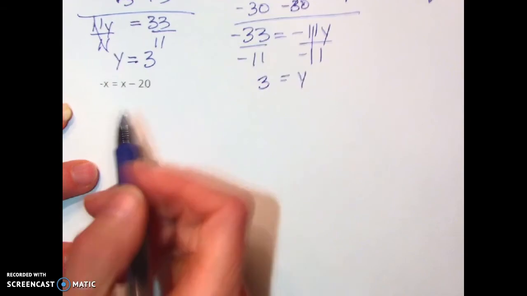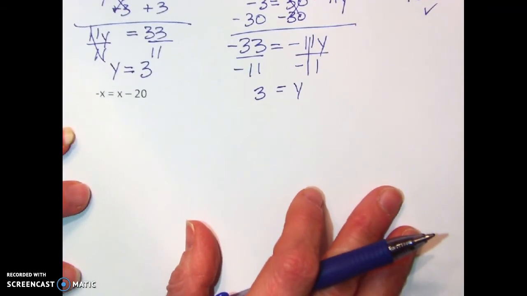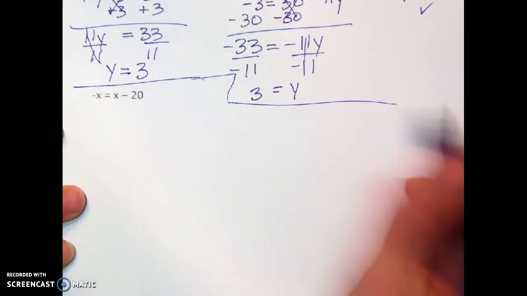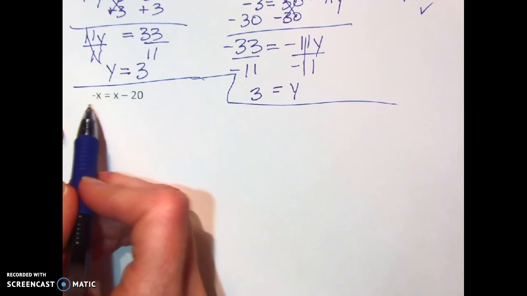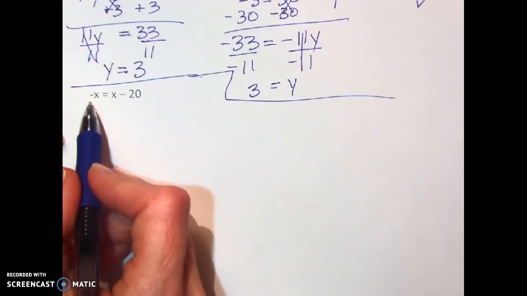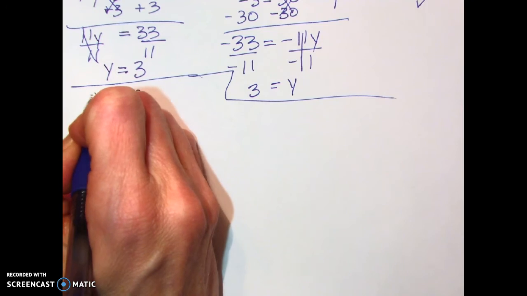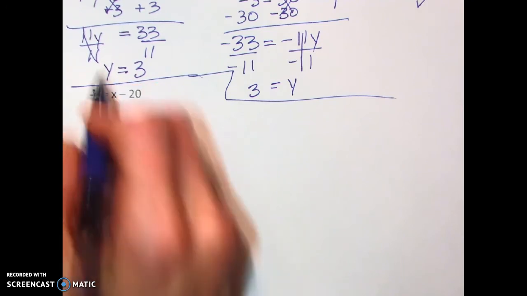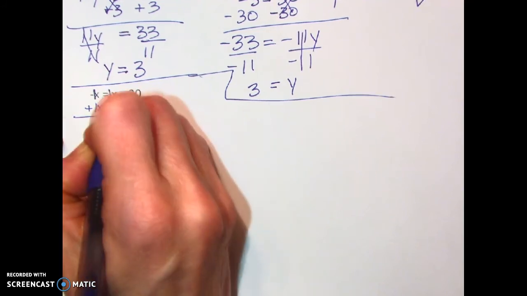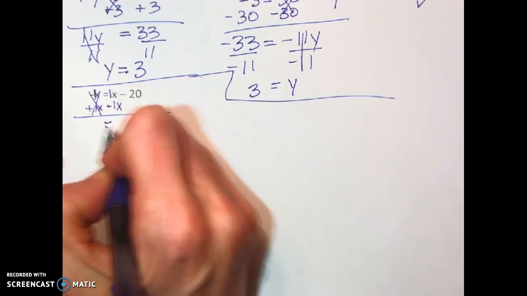Now, here's the second problem I want to show you. Something unique is going to happen in this question as well. If you have negative x equals x minus 20, a lot of people want to start by getting rid of this x. If we want to get rid of this x, that's actually a negative 1x. So we're going to add 1x. This is also a 1 over here. Negative 1x plus 1x cancels.